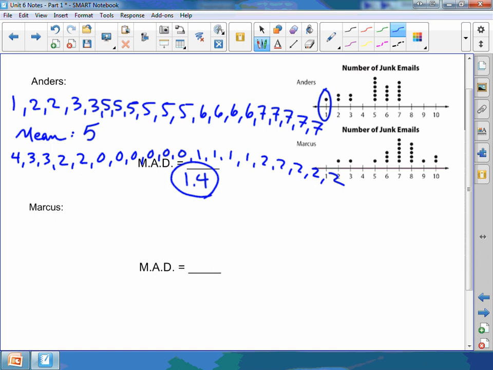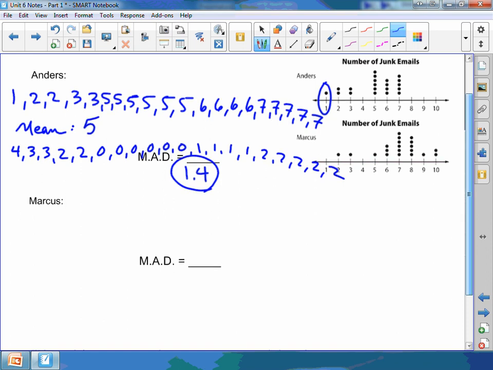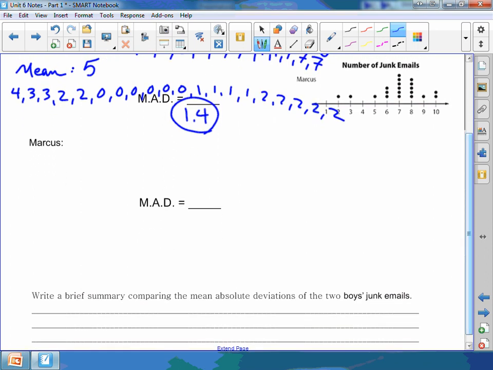Now we go to Marcus here, and I'm not going to write it out as thoroughly as I did that one, but it's the same concept. You take all of these data points, like he had 1 2, he had 1 3, he had 1 5, he had 3 6s, etc. And then you get your sum for that one. So the sum for Marcus was what? Anybody have it written down? Do you have it, Cameron? 154. Did anybody else get 154?